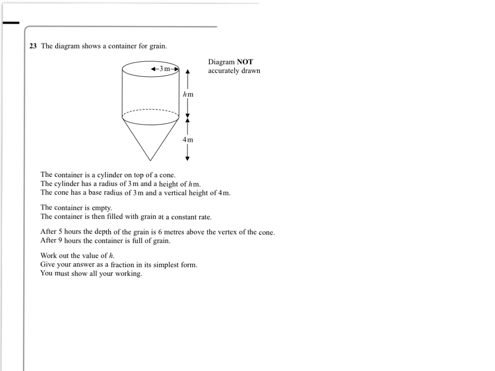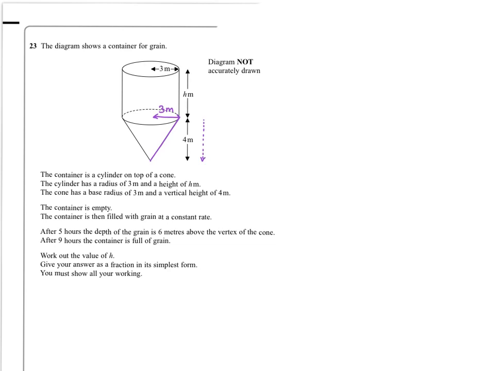So this question here is very difficult, in my opinion. It says the container is a cylinder on top of a cone. The cylinder has a radius 3 and height h, and the cone has a base radius of 3, so we can put that in here as 3 also. And the cone has a base radius of 3 and a vertical height of 4, okay, as opposed to a slant height. So a vertical height, i.e. going straight down.